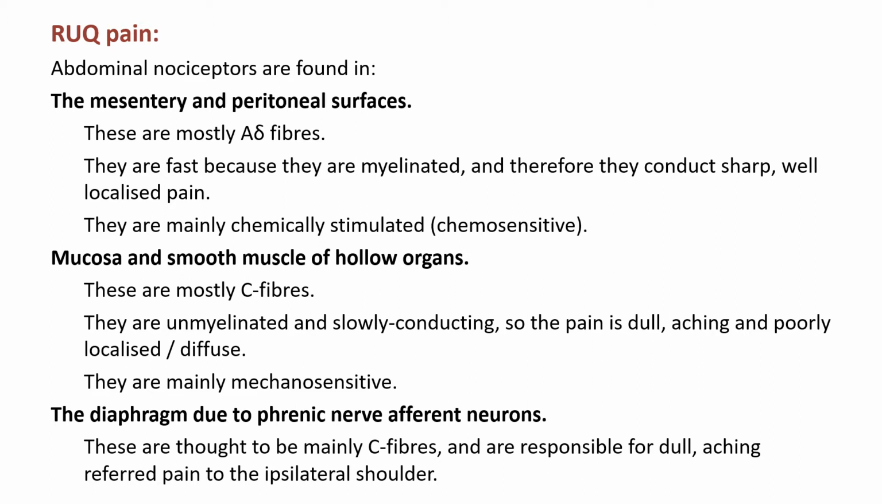And our other fiber, of course, was C fibers. C fibers, if you remember, are found in the mucosa and the smooth muscle of the hollow organs. These are unmyelinated, slowly conducting, so we have dull pain that's aching, and it's also poorly localized. And these are mainly mechanosensitive. In terms of the liver, we've also got to think about the phrenic nerve. The phrenic nerve has afferent neurons leading up from the diaphragm. Now, they're thought to be mainly C fibers, and these are primarily responsible for the dull, aching, referred pain to the right shoulder, the ipsilateral, the same side shoulder.